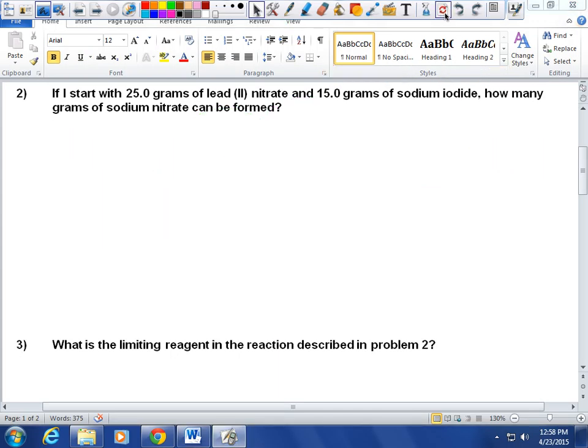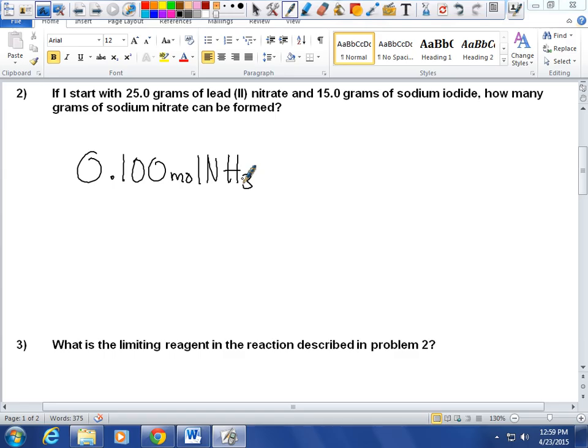So if you look at this, number 3 is a what-is question. What is the limiting reactant described in problem 2? Sodium iodide. So that's the answer. But look at the question in number 2. How many grams of sodium nitrate can be formed from what we started with? So where we ended last was we had 0.100 moles of NaNO3. So this is where we ended.